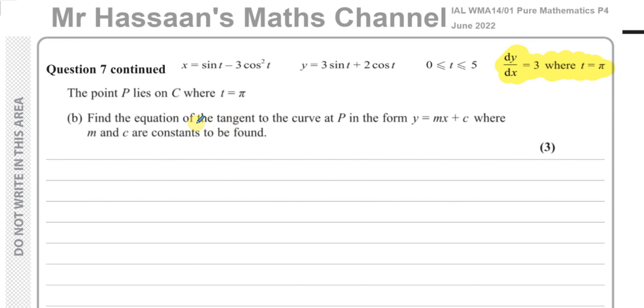So we're going to find the equation of the tangent. The tangent is a straight line. Okay, it's a straight line which just brushes past the curve at a particular point. So it has the same gradient as the curve at that point. So we can say at P, the gradient is equal to 3. Okay, at P when t equals pi, dy dx equals 3. Okay, that means the gradient is equal to 3.